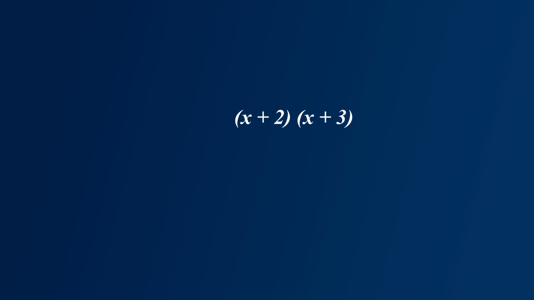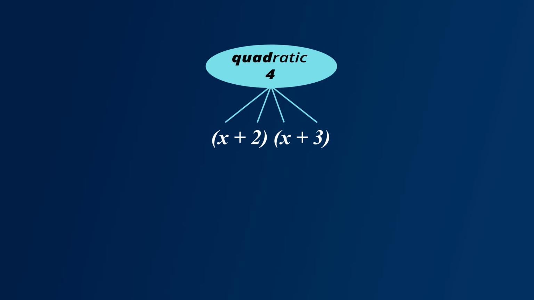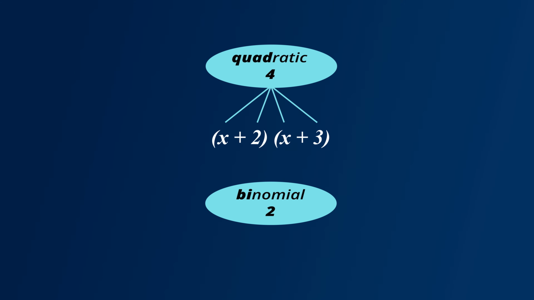You might be wondering why these are called quadratics. Well, quad means 4. There are 4 parts because the original idea comes from a square. These are also called binomials. Bi means 2, because there are 2 parentheses.